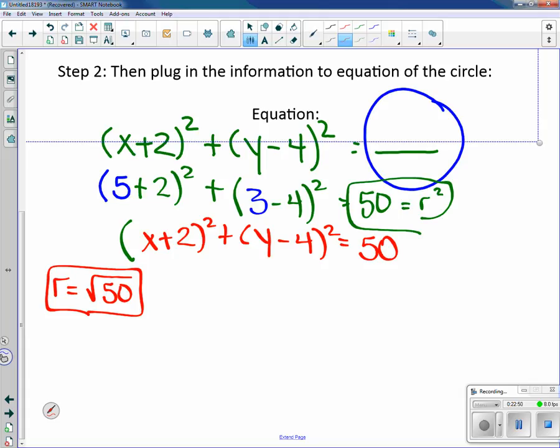Now, if you wanted to, you could have easily done the distance formula between the two and got your radius. And then you would have had to square it. Yes?